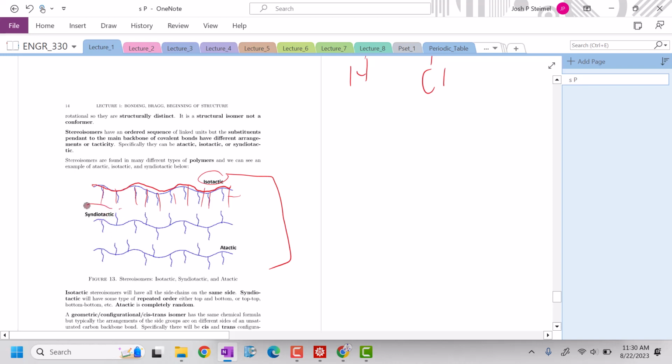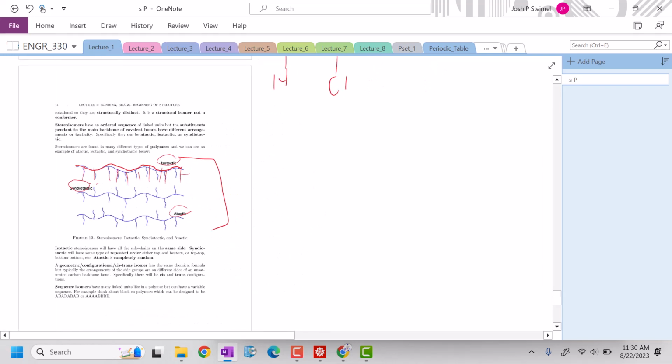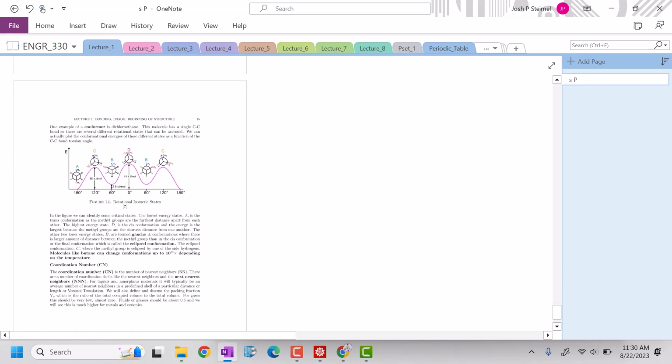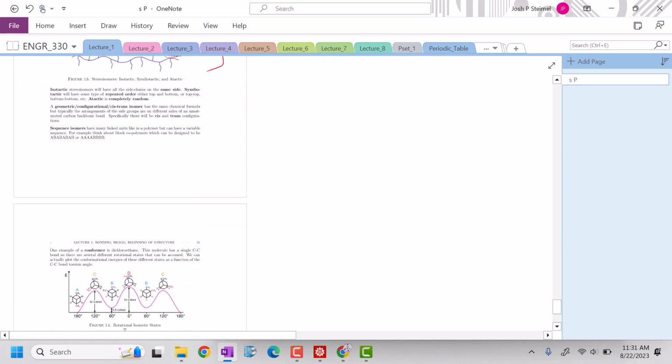If there's some repeating pattern, we call that syndiotactic. And then if it's completely random, atactic. Now, again, why are we talking about these isomeric states? What's the point, Professor Steimel, of this discussion?